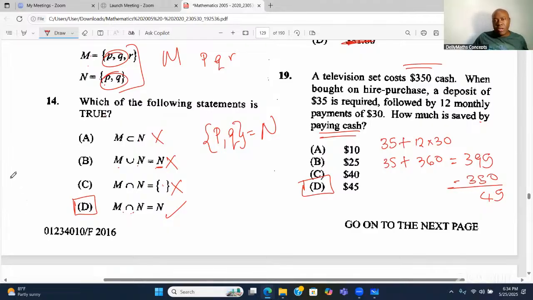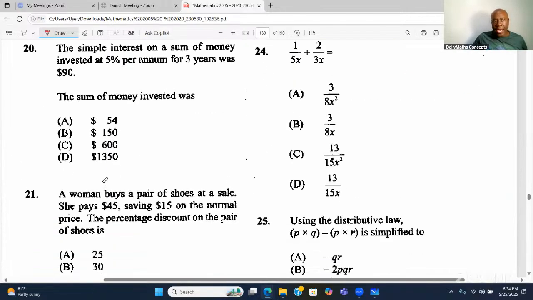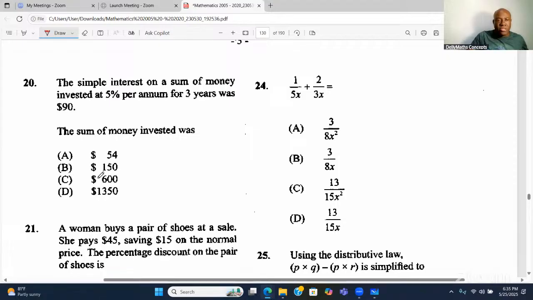All right, let's keep it going. Let's see what number 20 has. Number 20, anybody? Let's work this out quickly. Come on, work this out. Number 20, we're there. See what you could get for number 20.